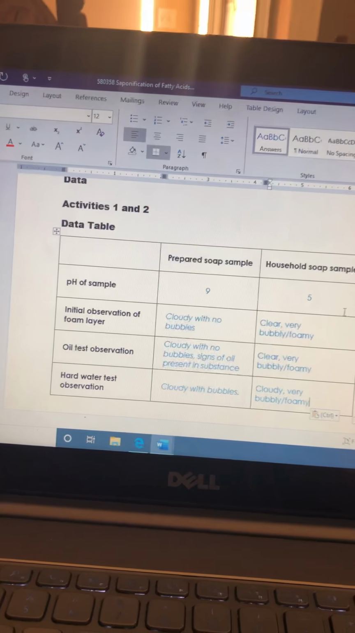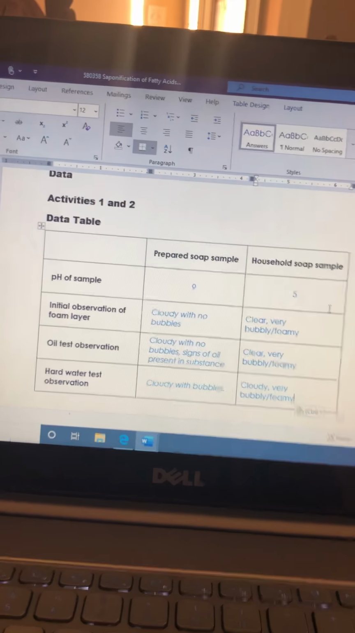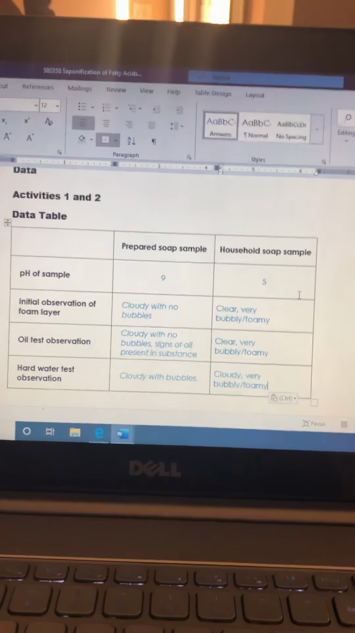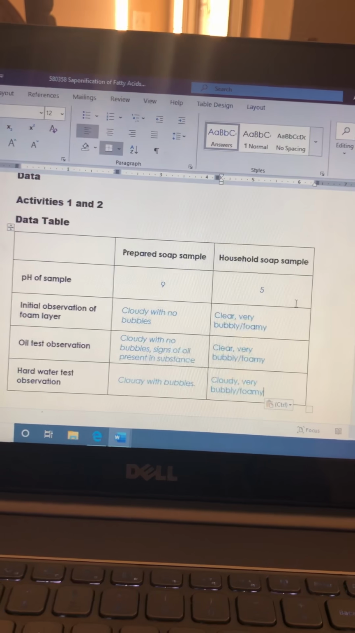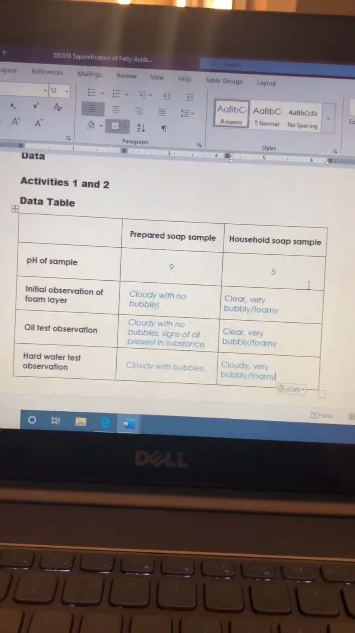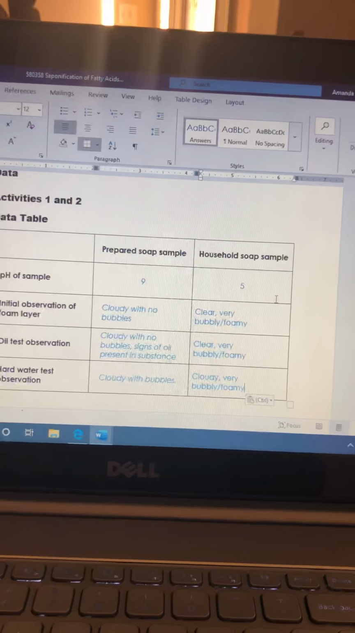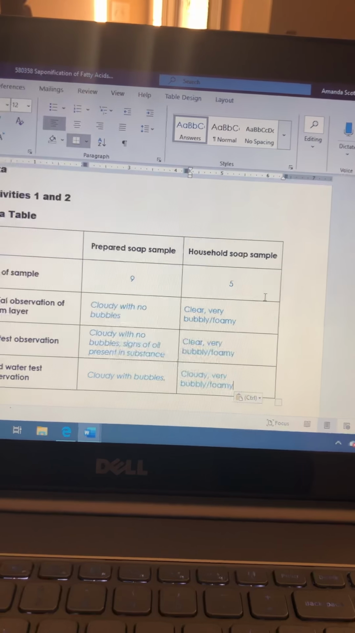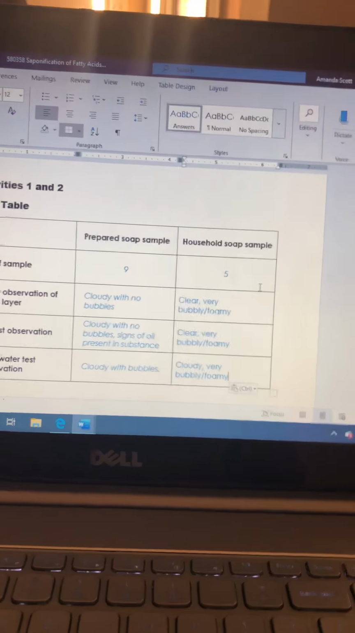I then let this sit overnight and was able to scrape half a gram of soap and add it to 50 milliliters of water. I then took 5 milliliters of this substance and put it into each vial.